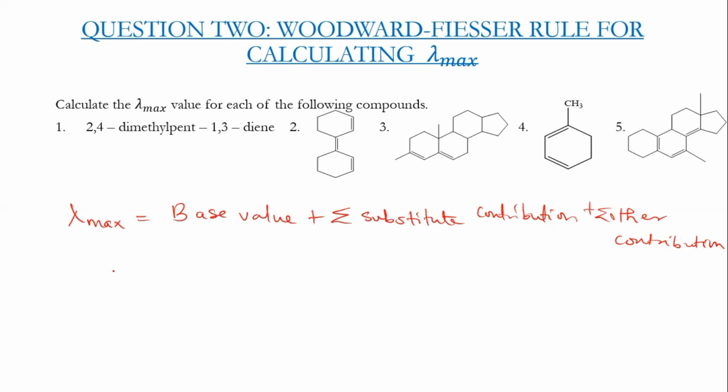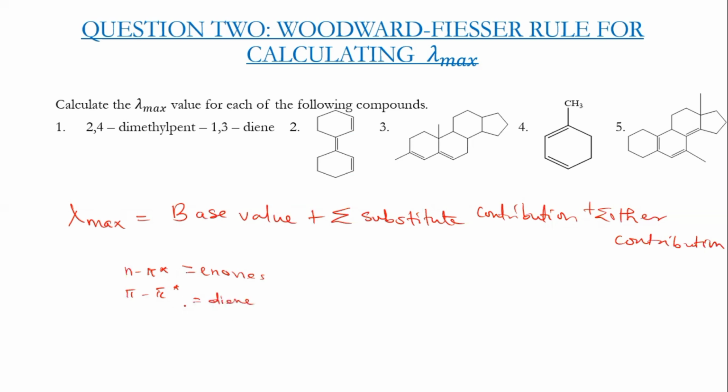Now, of course, you know that in this calculation of the lambda max, we've established that when you have n to pi star and pi to pi star, that's when you'll be talking about UV active compounds, and you're going to be calculating their lambda max. And of course, this one occurs in enones, and this one more in dienes.